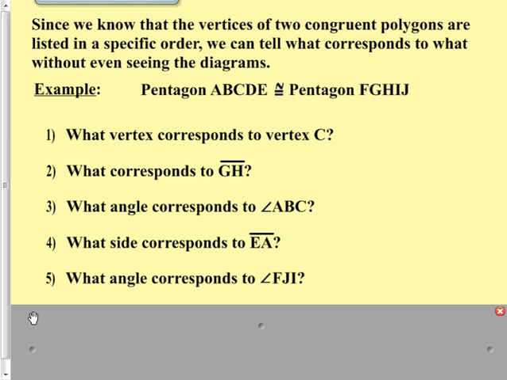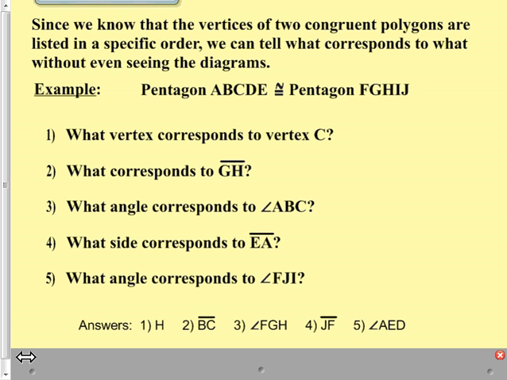And lastly, what angle corresponds to angle FJI? Well, angle FJI, that's the first vertex, the last vertex, and the fourth vertex. So it should be the same order, angle AED. There are the 5 answers that went along with these questions. I do believe that is exactly what I said a moment ago on all 5 of these answers.